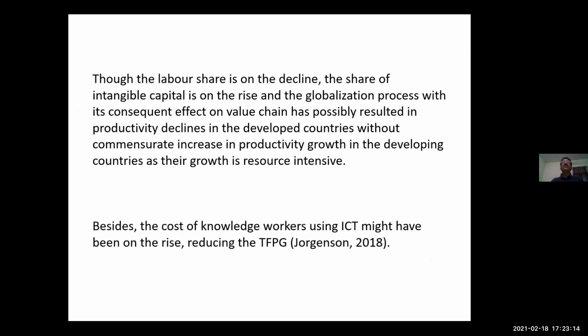And on the other hand, in the developed world, your share of intangible capital and the cost of intangible capital is going up enormously. So these are the two major reasons for which the total factor productivity growth has been very sluggish at the international level. The cost of knowledge workers using ICT might have been on the rise, reducing the TFPG. So it is not just the physical capital and it is not just the production workers, rather the cost of knowledge workers is also increasing very rapidly, and that may have resulted in a decline in the TFPG.